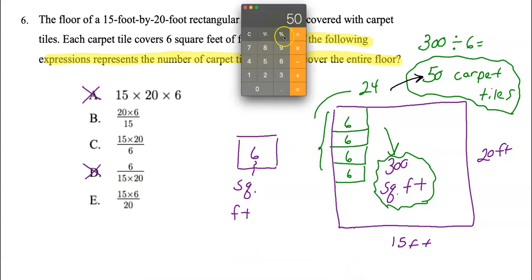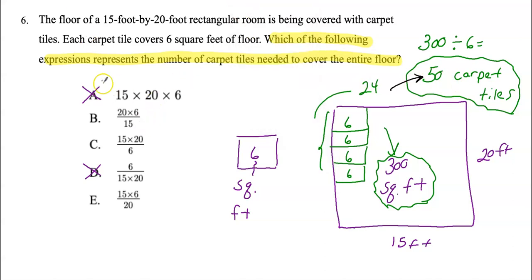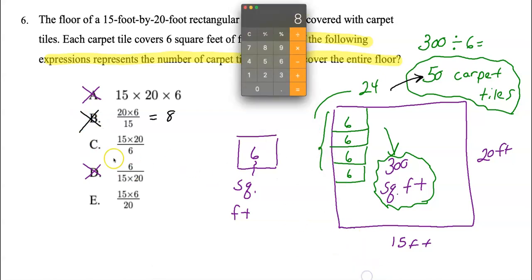Okay. So we have, this means 20 times 6. This is division divided by 15. So 20 times 6, right, divided by 15. That gives us 8. That's not 50, right? This was 8. It's got to come out to 50 carpet tiles. This gives us 8 carpet tiles. That's gone. All right, let's try the next one.